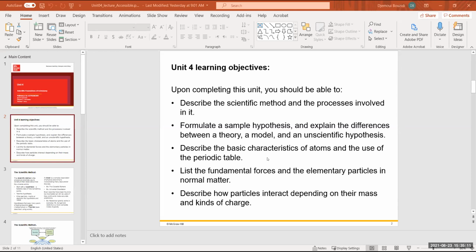Anyway, so those are the 4 forces in nature, and they describe how particles interact depending on their mass and kinds of charge. So again, the first one is gravity, and the second one is the electromagnetic force. Okay, so these are some of the first things that are covered in this unit. Then let me stop sharing so that I can share with you the second screen for the second unit, unit 5.